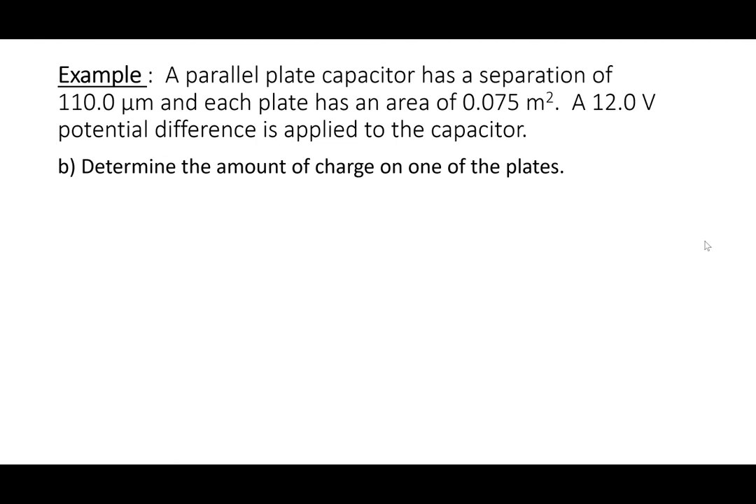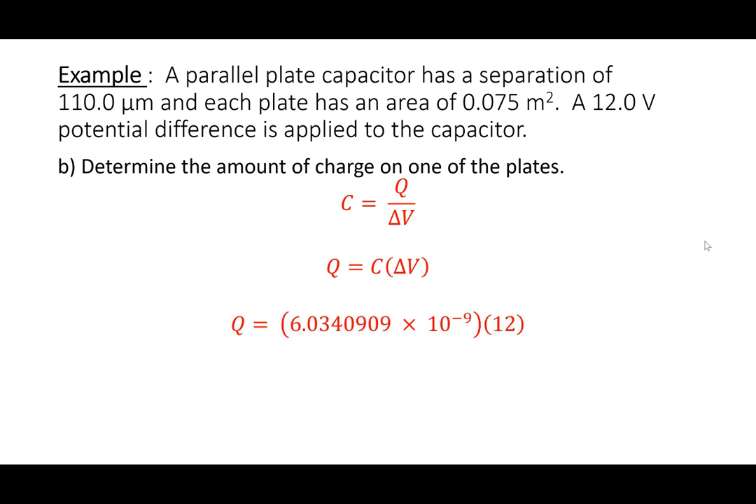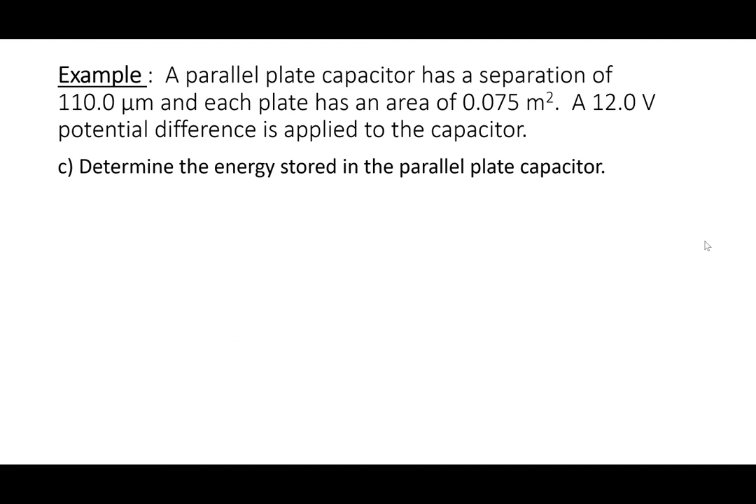What's the amount of charge on one of those plates? Once we know the capacitance, finding the charge is relatively easy since we know the voltage, because capacitance is truly the ratio of Q to delta V. And so if we want to find the charge, we just multiply both sides by the voltage, and we take the capacitance that we just got times 12, which turns out to be 7.24 times 10 to the negative 8 coulombs, or 72.4 nanocoulombs.